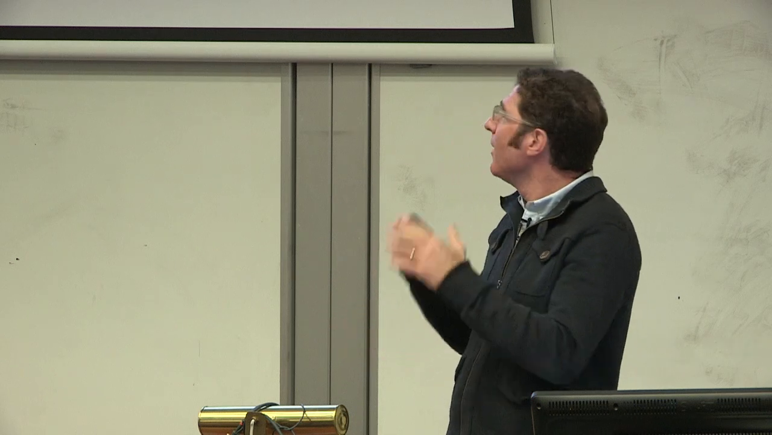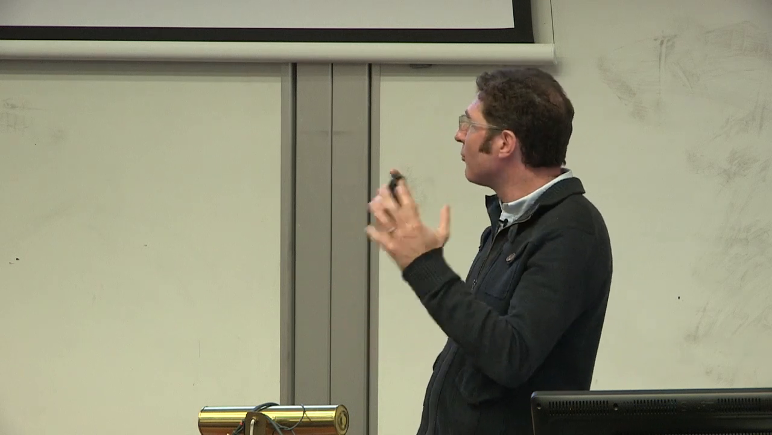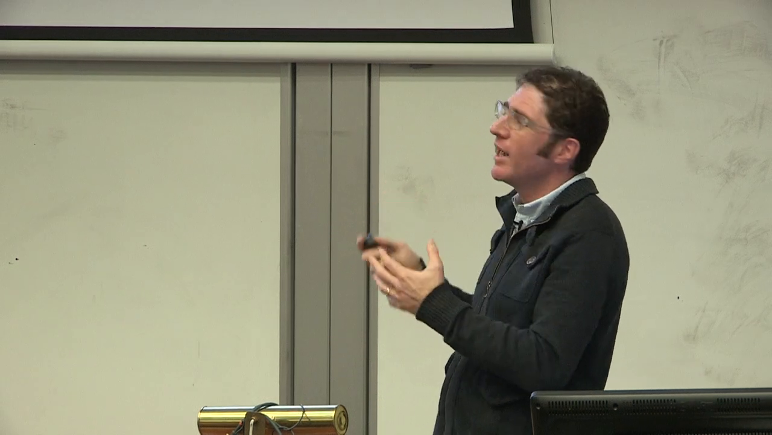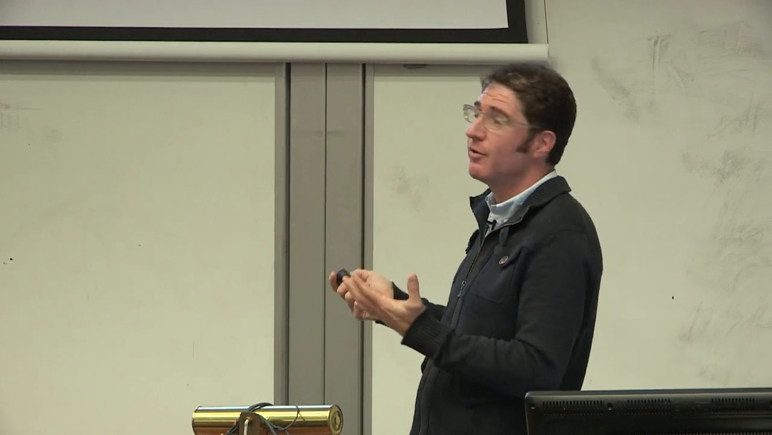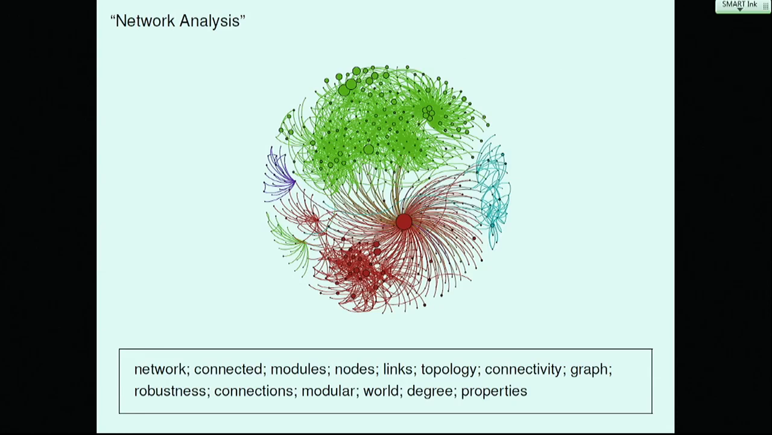Okay, this is all correlation. None of this is, you know, proven, but it's a nice new way to explore a document collection if you have user behavior data. Okay, so one of the topics is about network analysis, statistical network analysis, network connected modules, nodes, links, topology, and so on. And this is about statistical methods for analyzing networks to do things like community detection.